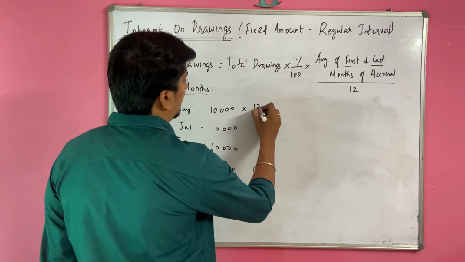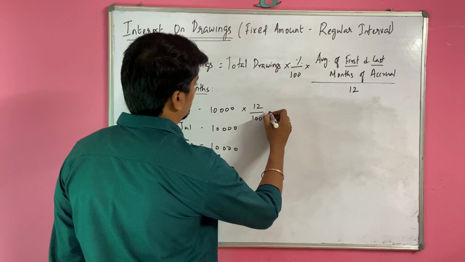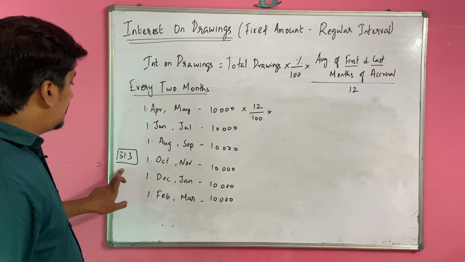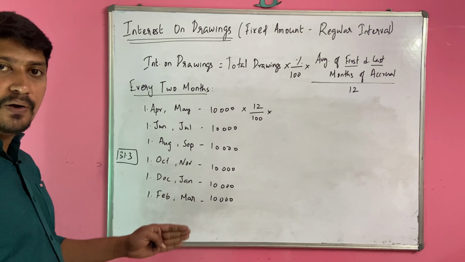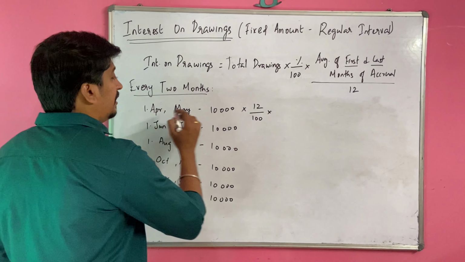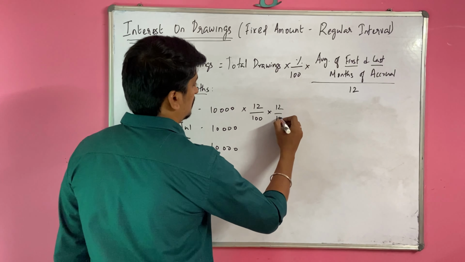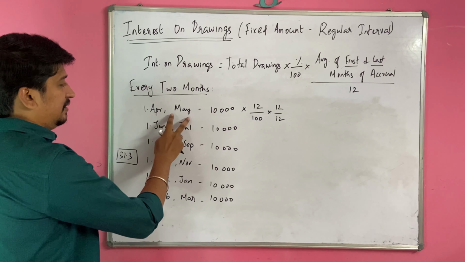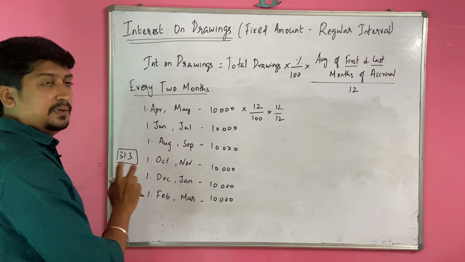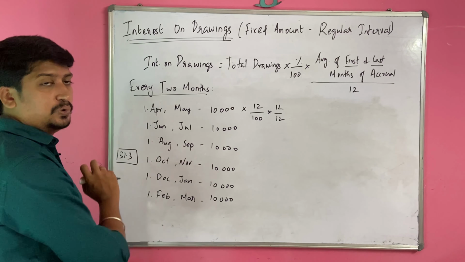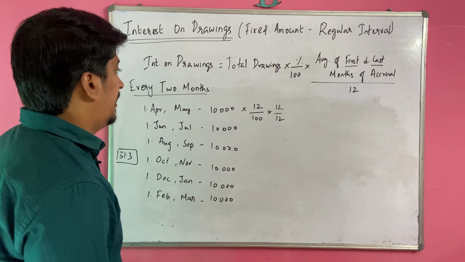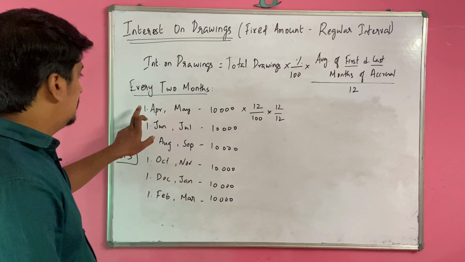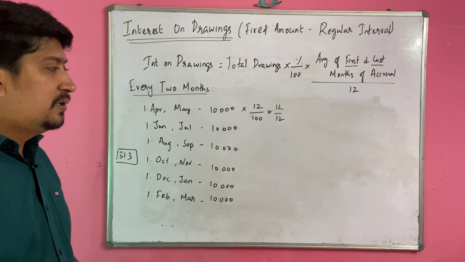Let's assume the rate of interest on drawings is 12%, and for the amount drawn on April 1, from April 1 to 31st March, it is exactly a full accounting period. So he has to pay 12-month interest for the amount drawn on April 1. The beginning of this 2 months is April 1, the beginning of this 2 months is June 1. So 12 out of 12 months he has to pay, that is 1 year. 12 by 12 means 1.